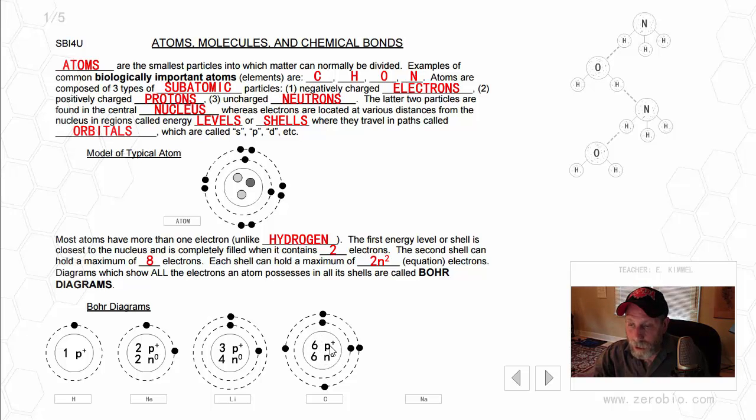In the nucleus are 6 protons. Carbon has an atomic number of 6, so 6 protons. It has a mass number of 12 typically, all right? We're going to be talking about that in just a minute. And therefore, 12 minus 6 gives you 6 neutrons. So we also have 6 electrons. These are neutral atoms, 6 protons. You got to have 6 electrons. 2 of those electrons are in the first shell, as you can see here.